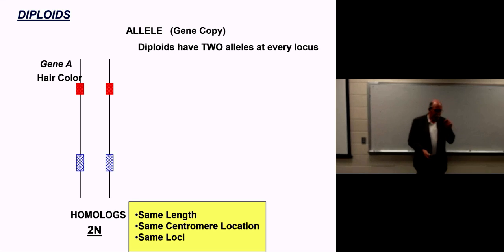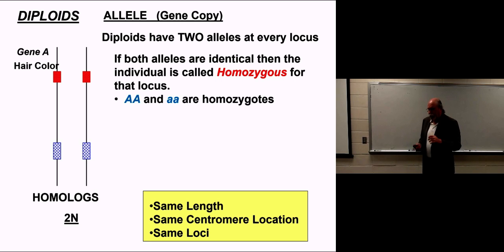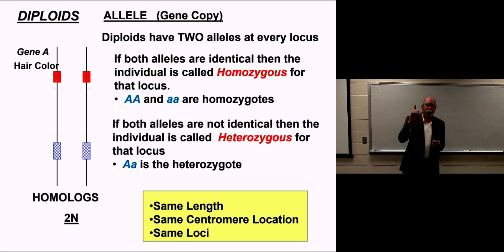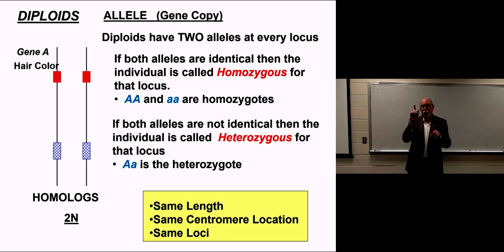All right. Diploids have two alleles at every locus. Basic idea. If those two pieces of genetic information are the same, whatever they are, say black hair, you got black hair from dad, black hair from mom, you are a homozygote. Red hair from mom, red hair from dad, you're a homozygote. They're homozygous, okay? If they differ, if you got a piece of genetic information from mom that told you to be blonde and a piece of genetic information from dad that said you should have black hair, then you're a heterozygote. So homozygotes are the same, heterozygotes are different.